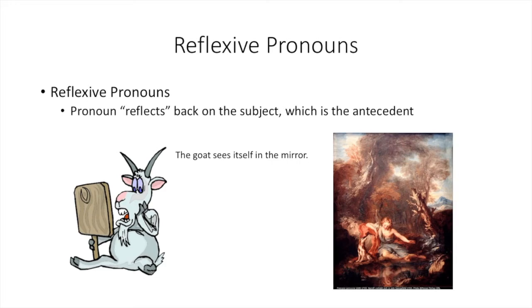In the other picture, we have a boy named Narcissus looking into a pond. This is a famous myth that we'll look at more later. So Narcissus sees himself in the pond. Himself goes back to Narcissus, his antecedent, and it tells us more about what Narcissus is doing to himself. So let's look at the forms of these, and then we'll look back at how to translate our reflexive pronouns.